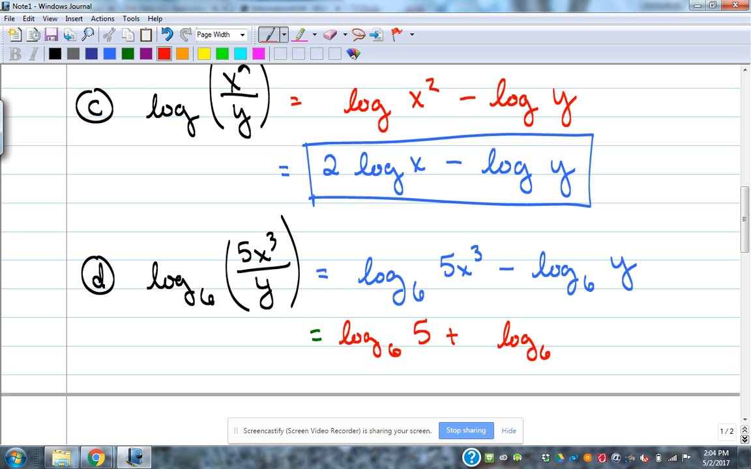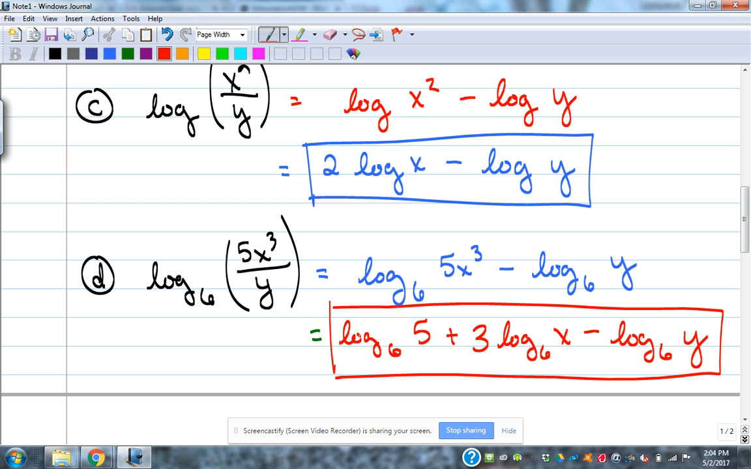Log base 6 of x to the third, but the third power can do what? Drop down to the front. So we could put that 3 in the front right there. And then the other one doesn't change. So we've expanded this logarithmic statement into several logs. That's not incredibly terrible there with that. You just got to remember, keep going until nothing else can happen.